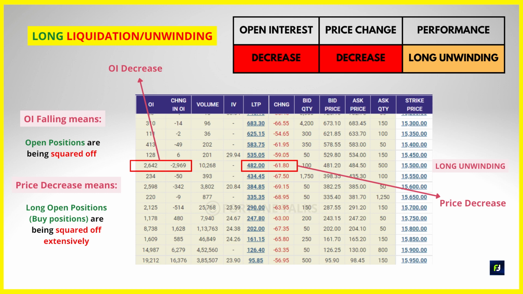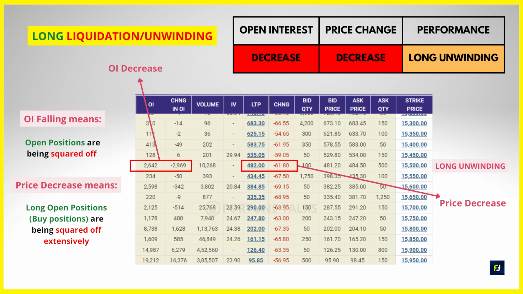But since the price is falling with it, it means that either the long positions are being squared off or new short positions are dominating the transaction. Now think about it. How will long positions be squared off? The simple answer, they will square off by selling. And this is exactly why the prices are falling in this case.